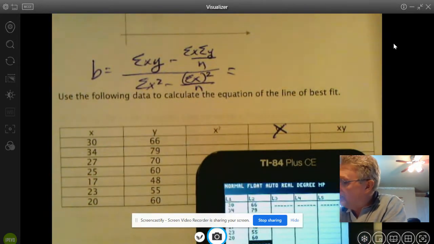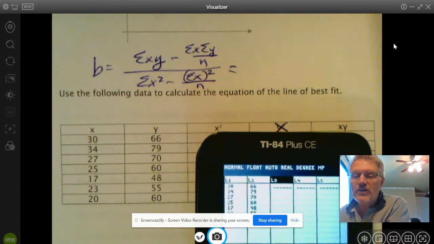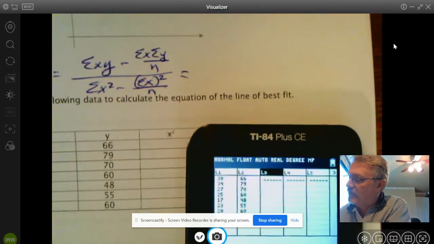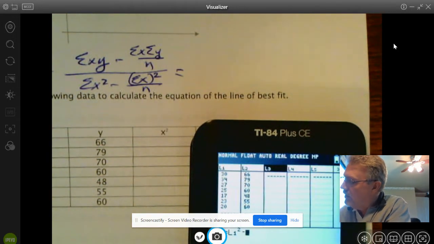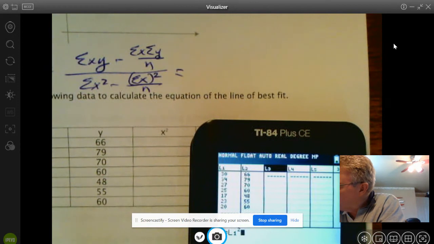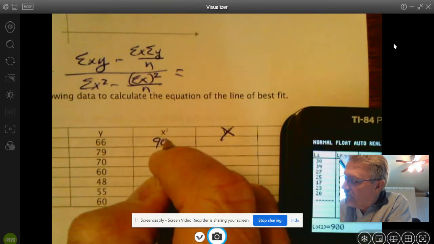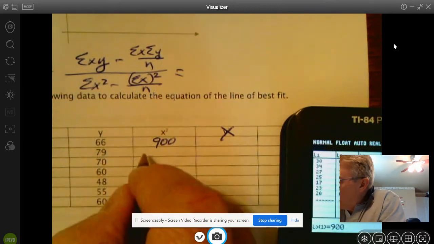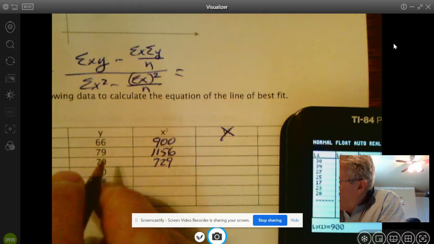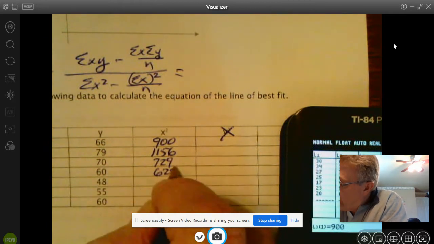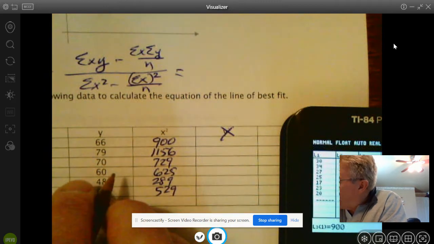If you remember how we did that in the first lesson, go up to the title for list 3, and I need x squared, so I'm going to do L1 squared. Uh-oh, wrong button. All right, and those are all of my x's squared: 1156, 729, 625, 289, 529, and 400.